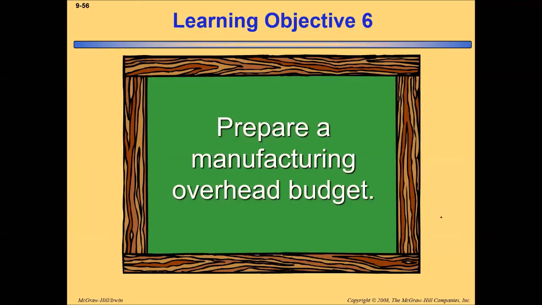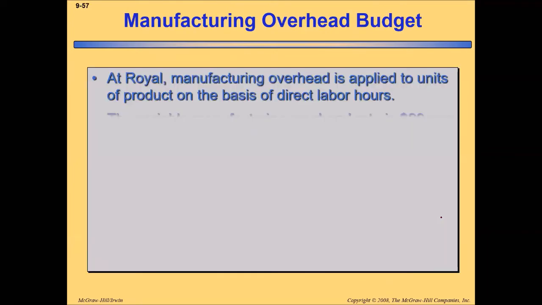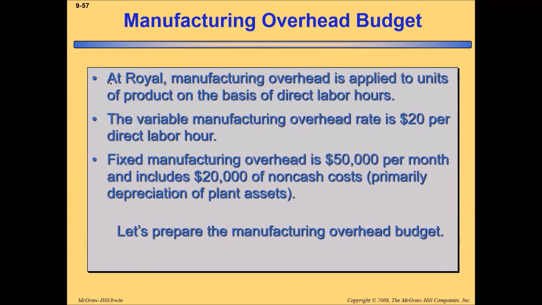Preparing a manufacturing overhead budget. At Royal, manufacturing overhead is applied to units of product on the basis of direct labor hours. The variable manufacturing overhead rate is $20 per direct labor hour. Fixed manufacturing overhead is $50,000 per month and includes $20,000 of non-cash cost, primarily depreciation of plant assets. Let's prepare the manufacturing overhead budget.